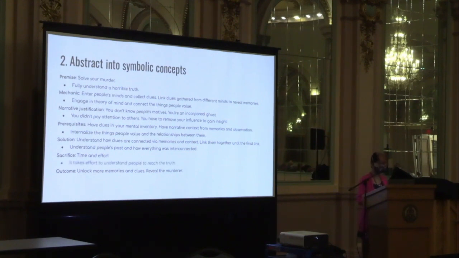The sacrifice is pretty simple. Its time and effort are needed to solve the murder, so that's the sacrifice to understand people and the truth. And when you understand the relationships between the things people value, you learn more about their pasts, leading you to the truth. You may notice that the symbolic meanings that I just said sound pretty repetitive, this is fine.